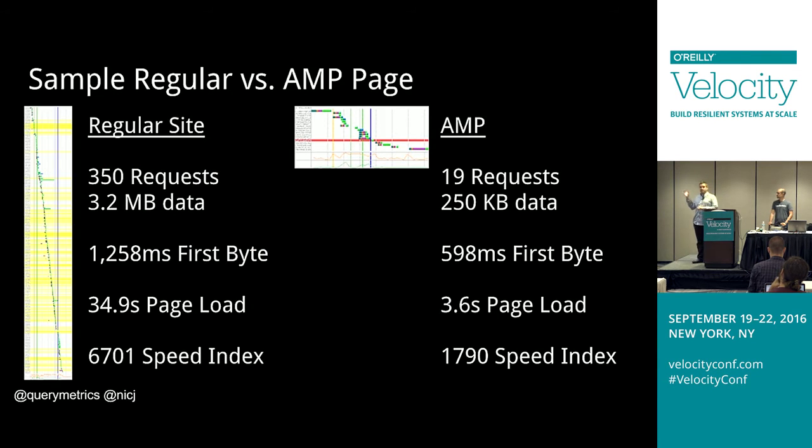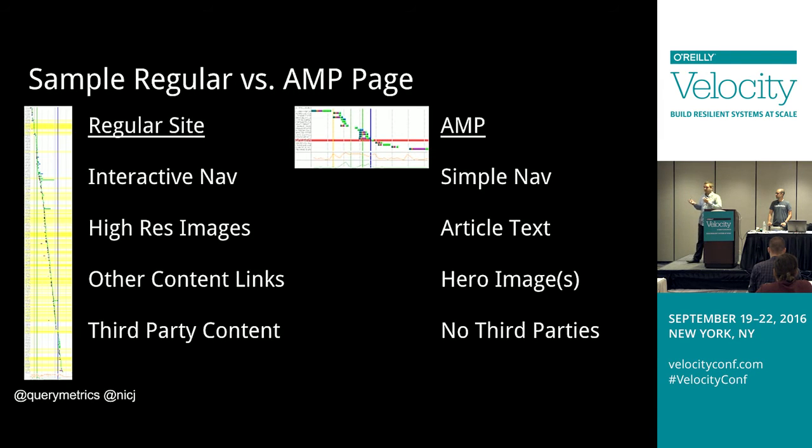And this is kind of a breakdown of what those pages would look like too. So very similar to what we saw kind of with the BuzzFeed pages. The regular site issues 350 requests, 3 megs worth of data, and takes about 35 seconds to load on a mobile device. The AMP page, AMP optimized site, on the other hand, 19 requests, 250K worth of data, and only 3.6 seconds to load.